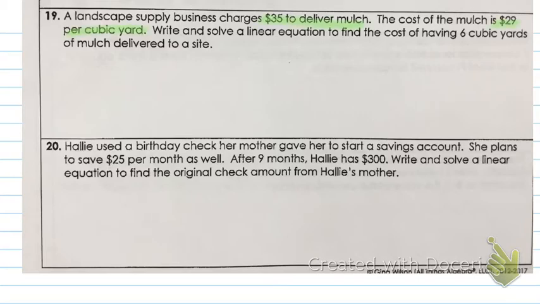That's 3 foot by 3 foot by 3 foot. That's how they sell mulch these days, okay? We need to write and solve a linear equation. So let's just start with equation.